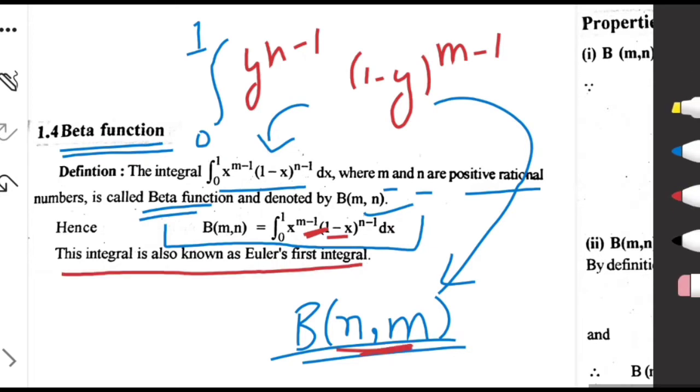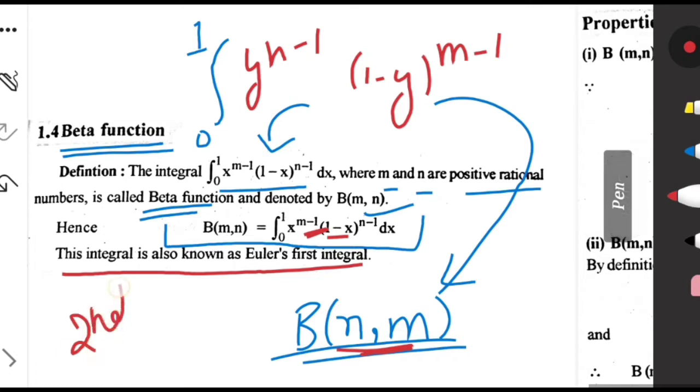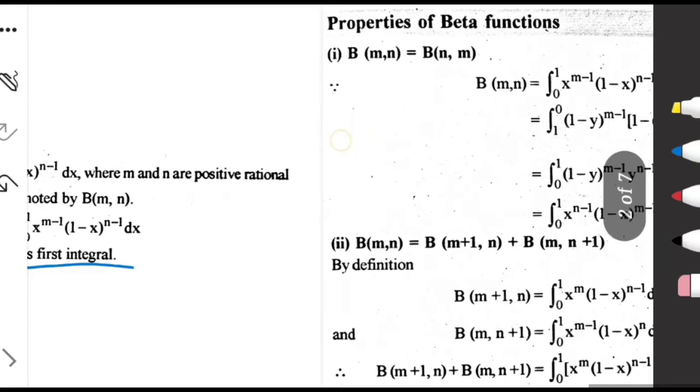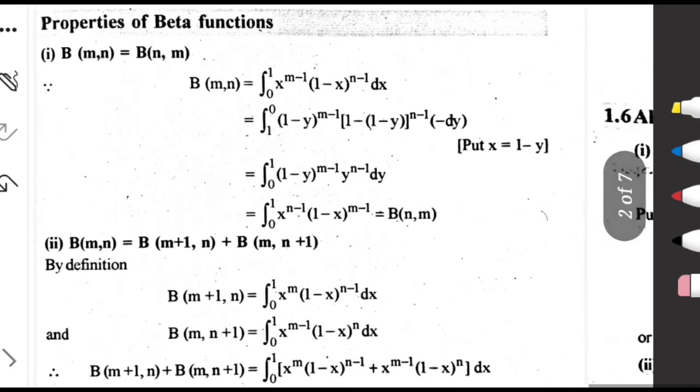If I talk about Euler's second integral, the second one is the gamma function. So you just have to remember this. Moving on, the properties of beta function.